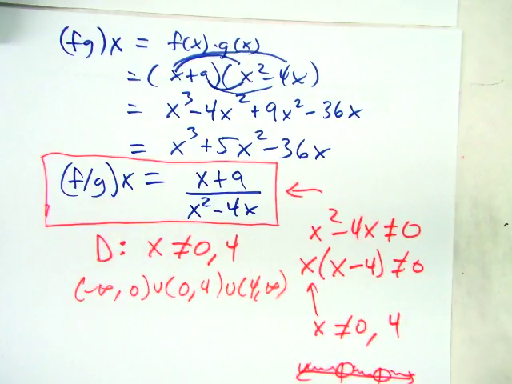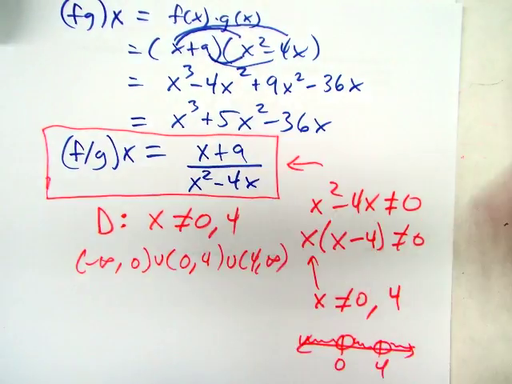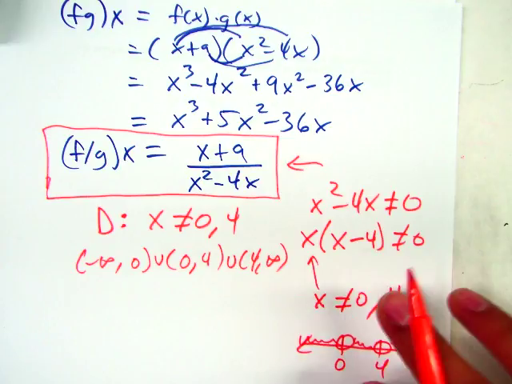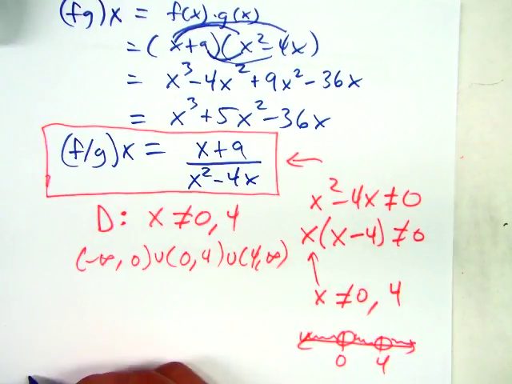Good job. Negative infinity to 0, 0 to 4, and then 4 to infinity are the three intervals, if these are the only two numbers that don't work, right? Okay. Any questions on the first half? Okay. Compositions. That's the last part.